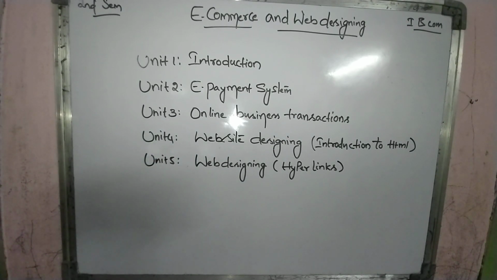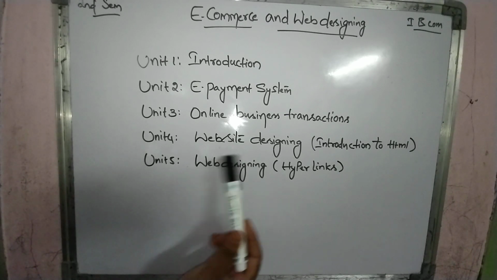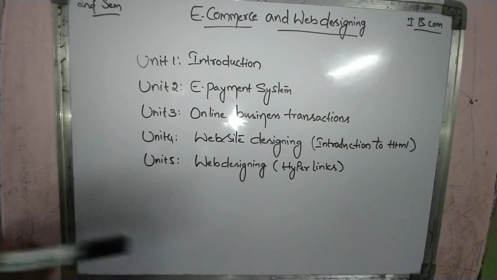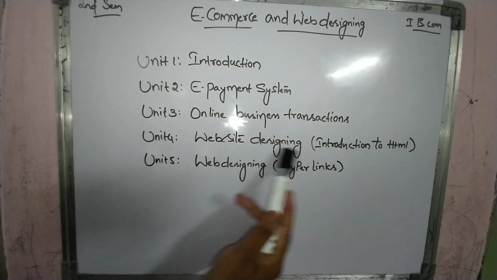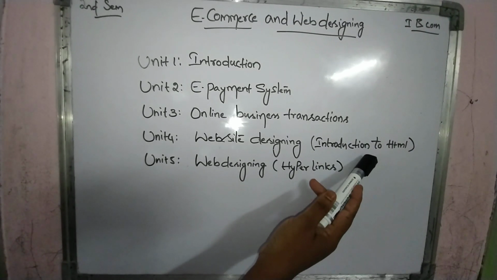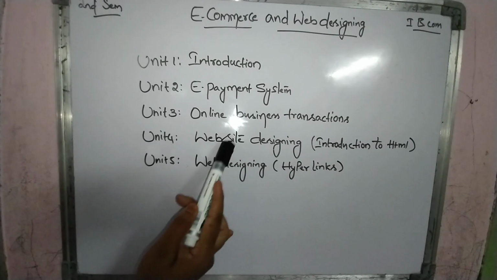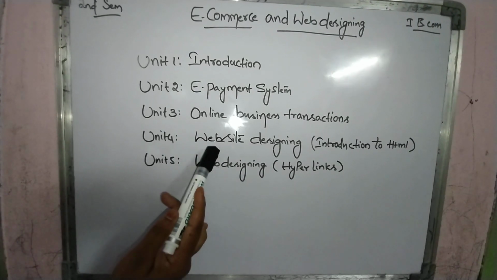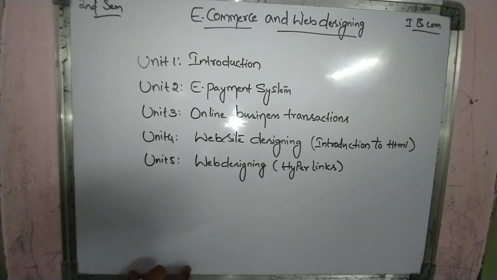And the next one is unit 4. Unit 4 is website designing. Website designing means you are designing a website, and this is through introduction to HTML. In this website designing chapter, you will get the introduction to HTML.